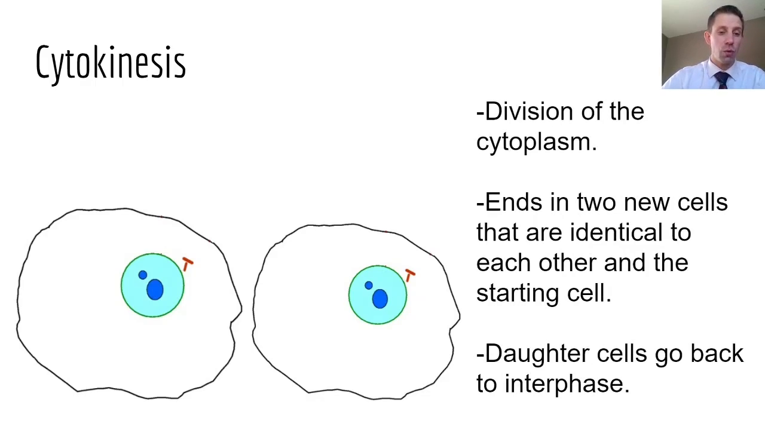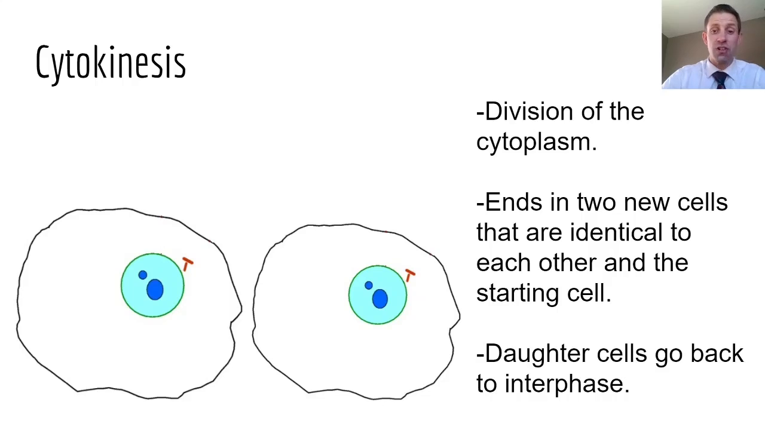But now the cell here will fully split in half, and now you end up with two daughter cells that are completely identical to each other and to the original starting cell. These two cells now are free to go back into interphase and to do their job. So cytokinesis is kind of the ending phase now.